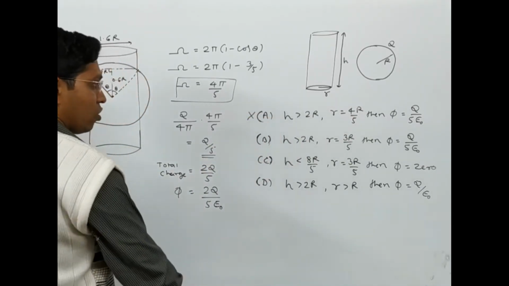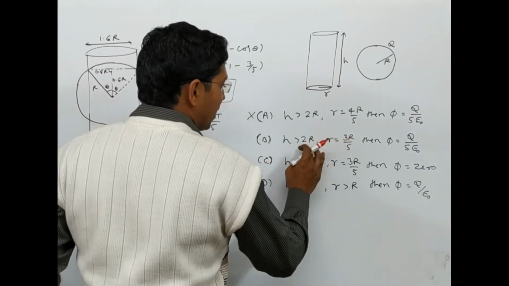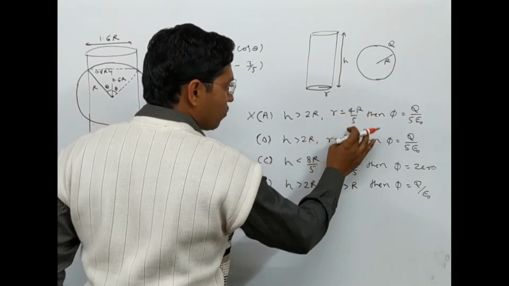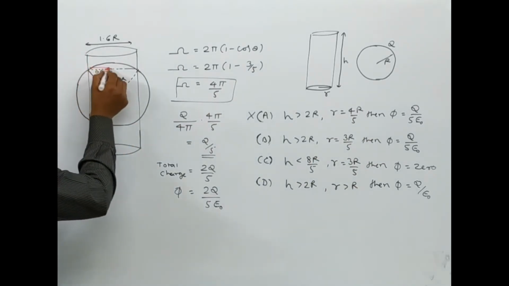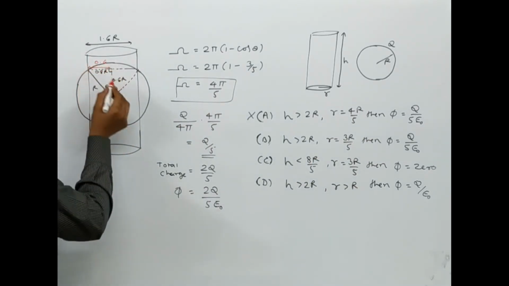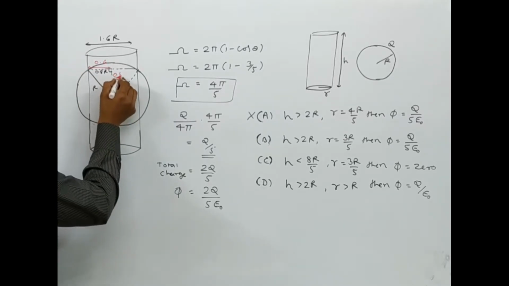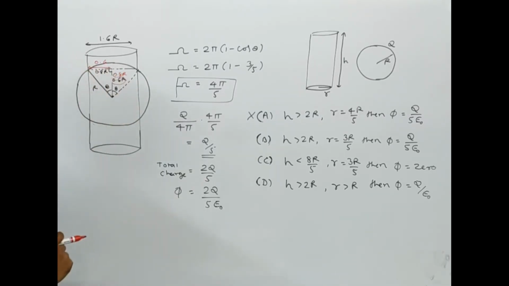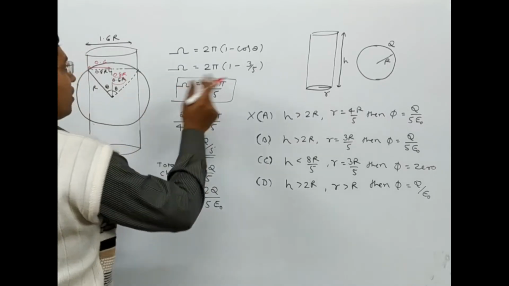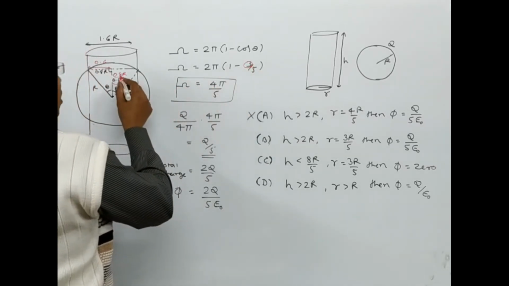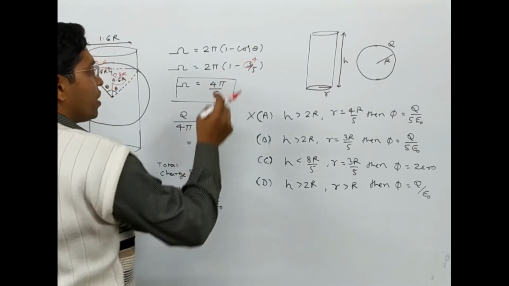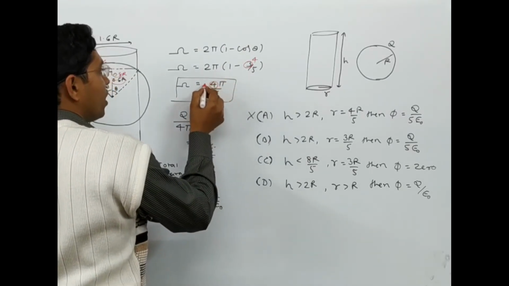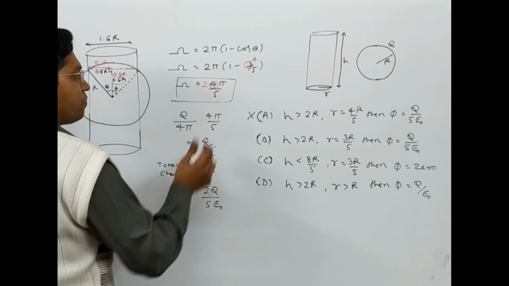Now I'll go for the second option. The second option changes slightly. H is greater than 2r, but instead of 4r by 5, the radius is 3r by 5, meaning this part turns out to be 0.6r. So naturally, with the same triplet, this turns out to be 0.8r. So the only difference is that instead of 3 by 5, cos theta is now 8 by 10, so it will be 4 by 5. Because of that, instead of 4 pi by 5, the solid angle will turn out to be 2 pi by 5.